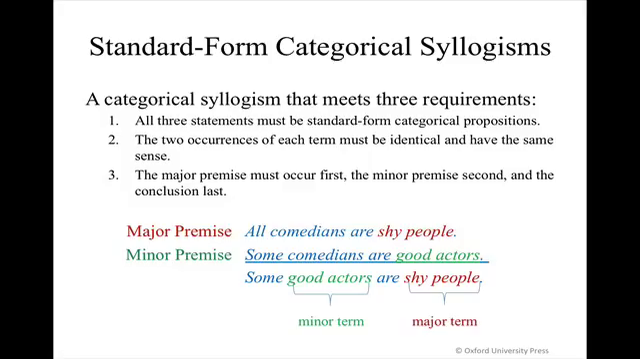You want to know that your major premise includes your major term. Your major term is the predicate of the conclusion. Your minor premise includes the minor term. The minor term is the subject of your conclusion, and your middle term is the repeated term in the premises. When we're testing a categorical syllogism for validity by way of Venn diagrams, we don't need to put the argument in standard form, but it's really good practice.